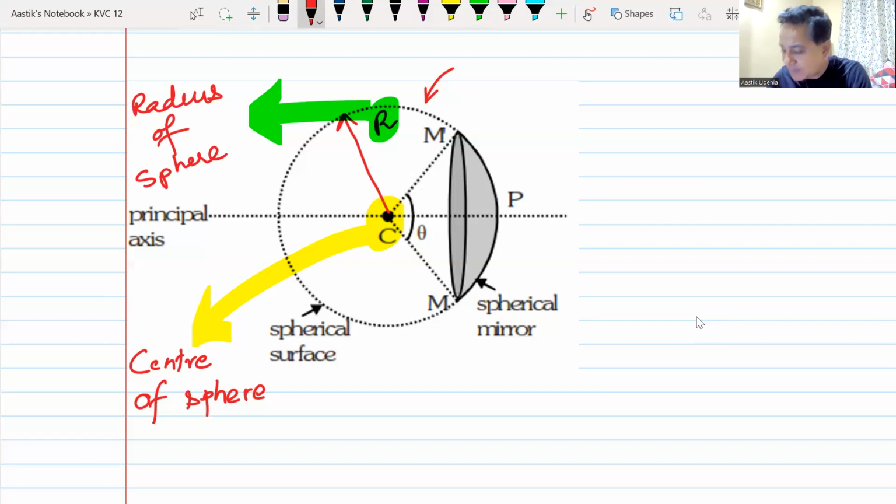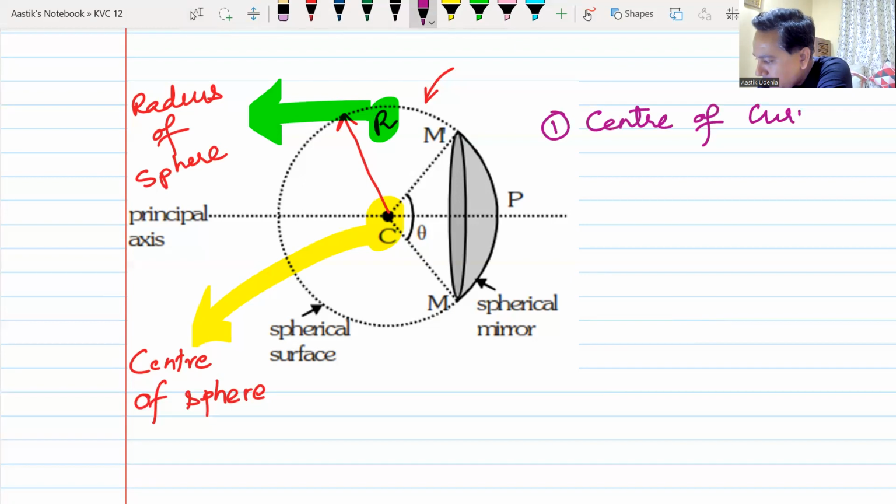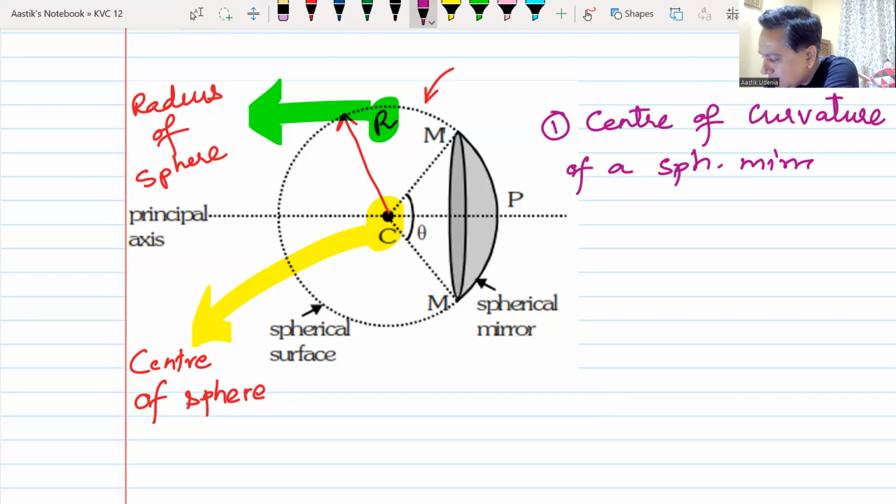The first definition is center of curvature. And what is this center of curvature? Number one, center of curvature of a spherical mirror. Remember, we are talking about spherical mirrors. Center of curvature of a spherical mirror is nothing but what? Who will complete the sentence?